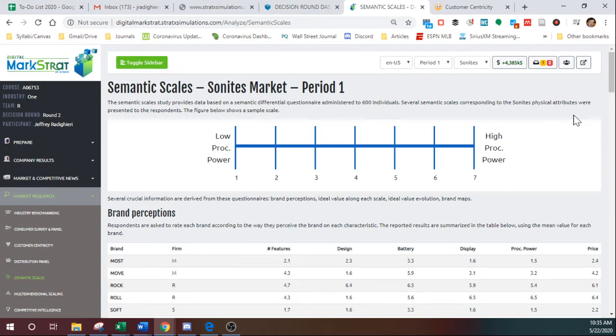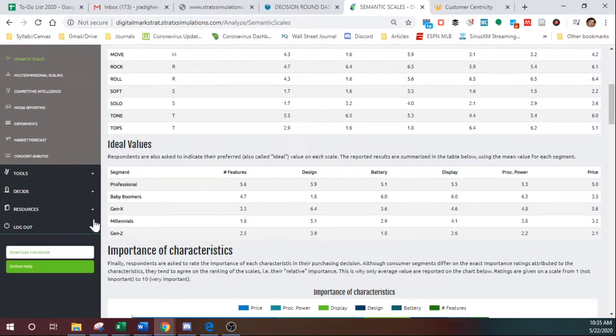So they ask a bunch of people those questions, and then they ask people in each of the specific segments, well, what is your ideal value on a scale of 1 to 7 for each of the particular features? Okay, so it gives you a good idea of how brands are perceived and also what consumers are looking for.